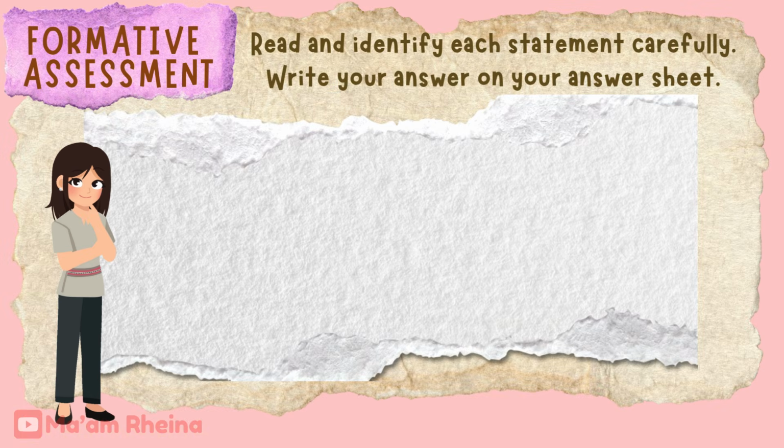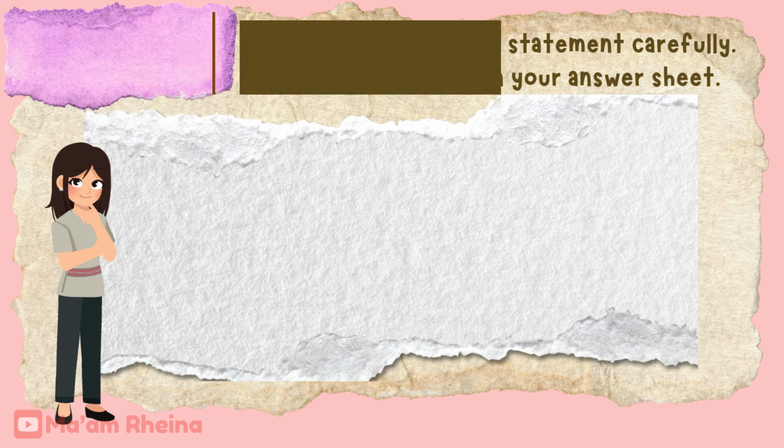Formative assessment time. All right, everyone. It's time to check how much you've learned so far. Please read each statement carefully. Take your time to understand what it's asking. Feel free to pause the video if you need more time. Then, write your answers clearly on your answer sheet. Remember, think back to our lessons on popular performance arts, cosplay, digital manga and animation, and street art. Use what you've learned to guide your answers. If you're ready, let's begin.